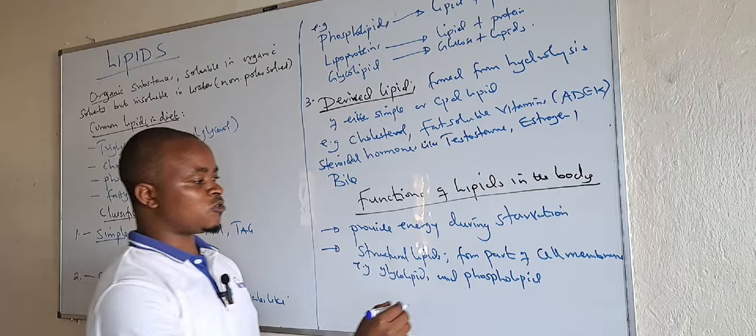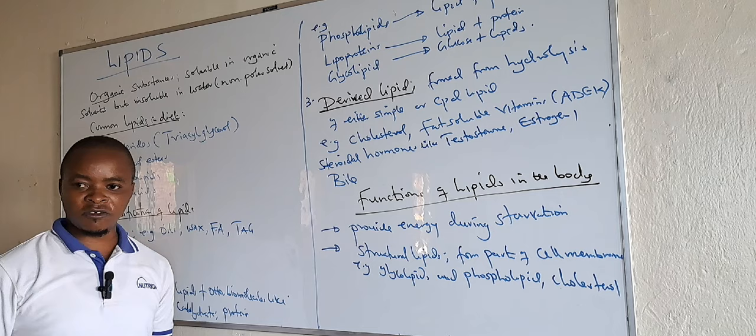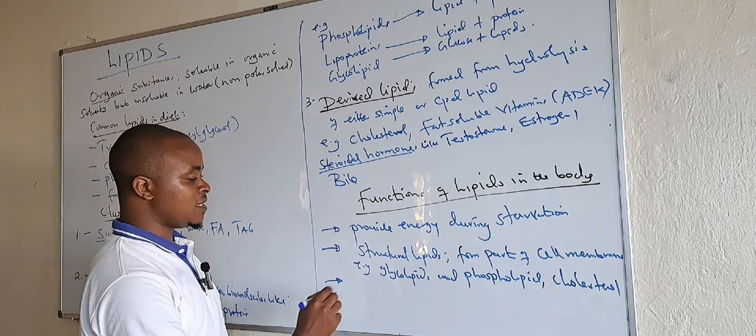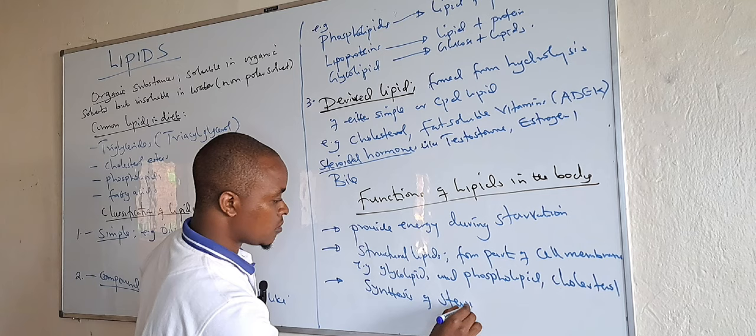Cholesterol, glycolipids, and phospholipids form part of the cell membrane. Then another function of lipids: we can use them in the synthesis of steroid hormones.